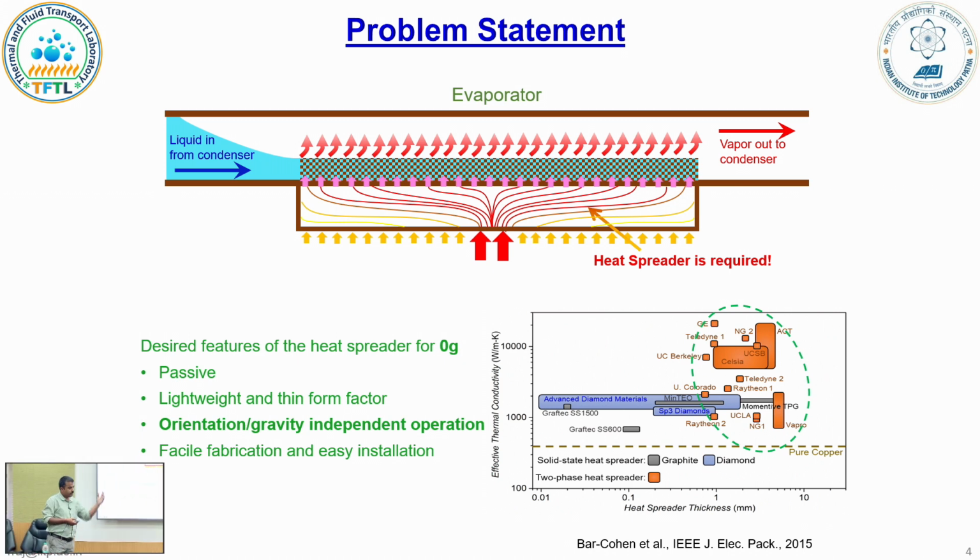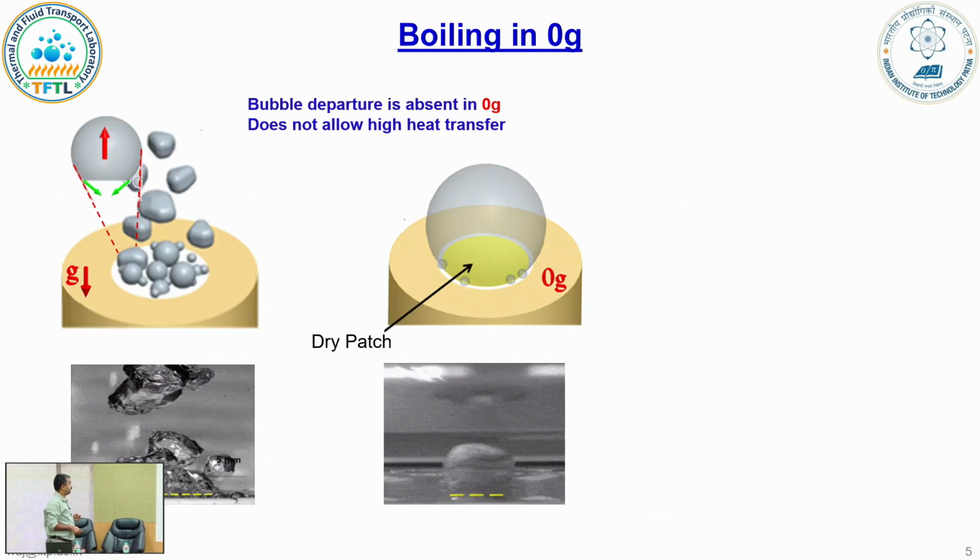So some of the desired features of the spreader we are looking for is it should be passive. Obviously, it should be lightweight and thin form factor. That's always true for space-based applications. It should work in all orientations, if you are going to test it on Earth gravity, which will give you the hint that it's also going to work in microgravity or zero gravity. And it should be, if possible, easy to fabricate, easy to install, and can be retrofit in existing systems.